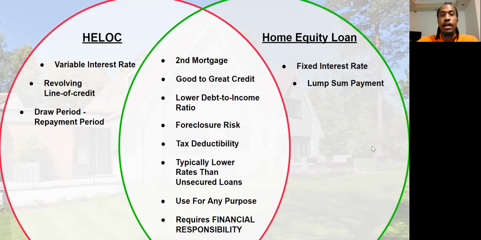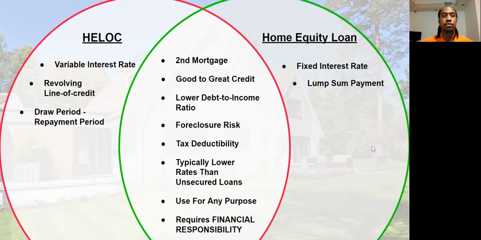Both a HELOC and a home equity loan are secured by your home. So this is essentially a second mortgage that you're taking out because you're utilizing the equity that you have in your home to be able to get that cash. Also, they typically require higher credit scores than what you would have to simply purchase a home.